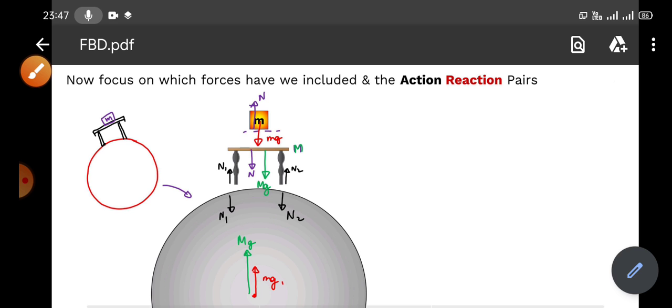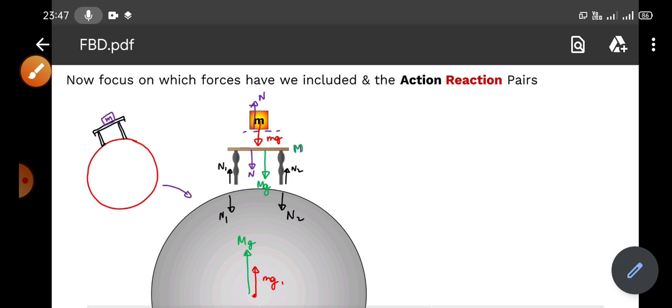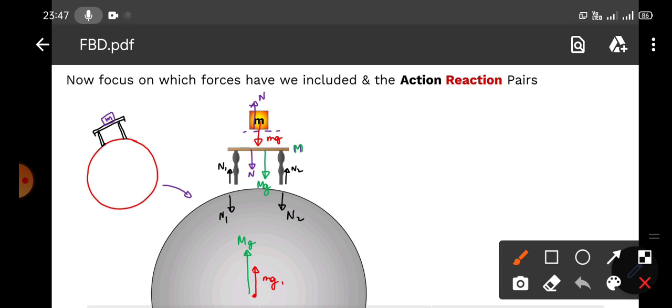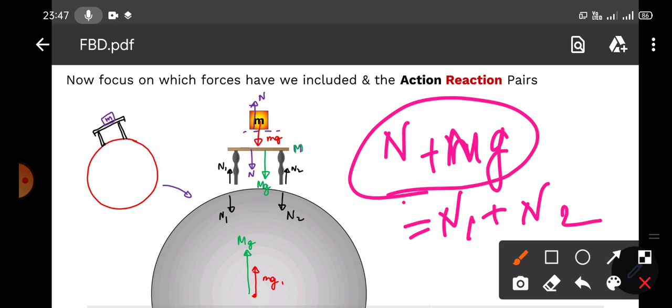So we can see there are a total of four forces acting on this table: N1, N, mg and N2, correct. From here you can write that N plus mg is equal to N1 plus N2. Why? Because the table is neither going downward nor going upward, it is at rest, which means the net force is 0. So N plus mg equals N1 plus N2.